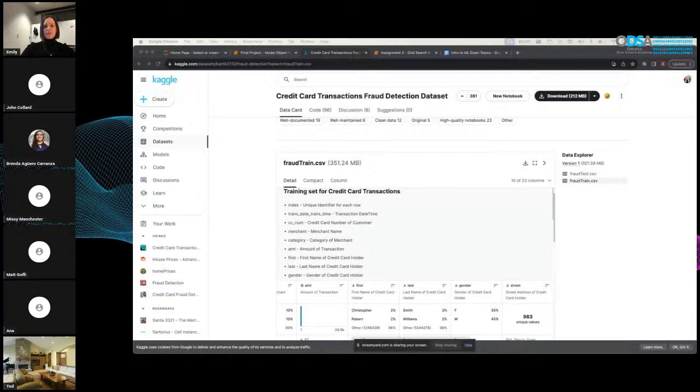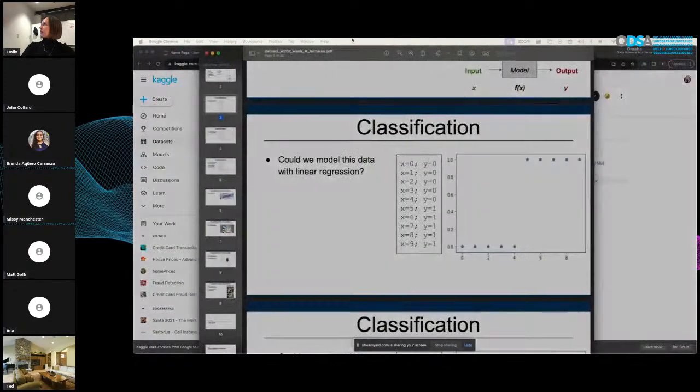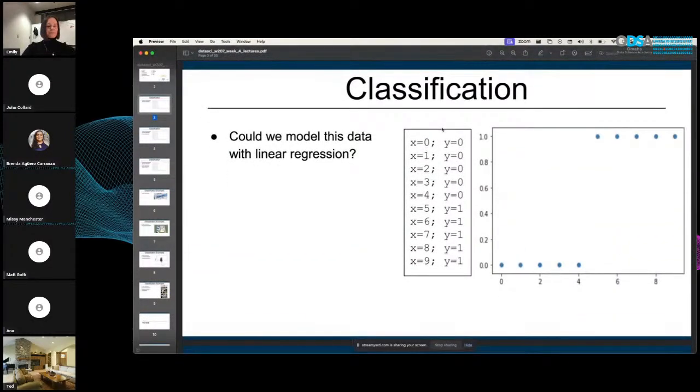Just as a review, we previously talked a lot about linear regression, where we were trying to predict a scalar numerical value, like house prices, where it wasn't a category, it was something that existed on a range of values. And the question arises with a data set like this, where when x is 0, y is 0, when x is 1, y is 0, when x is 2, y is 0, all the way up to 4, and then when x is 5, y is 1. So you can see those plotted over here.